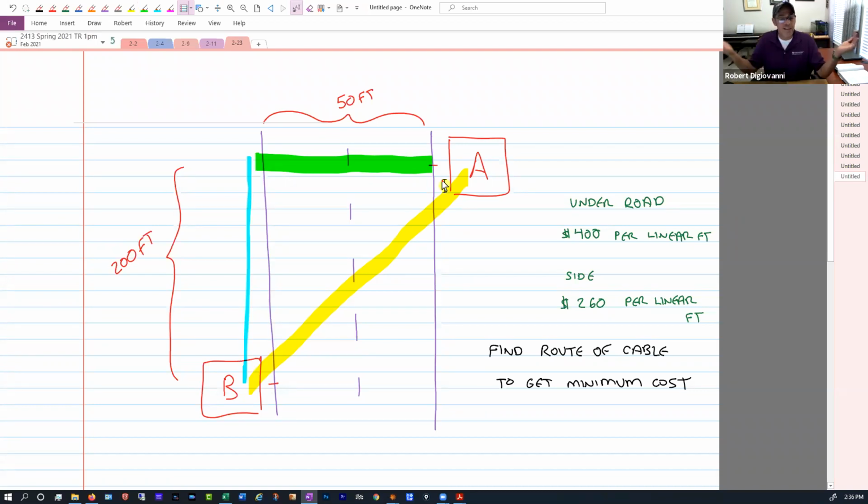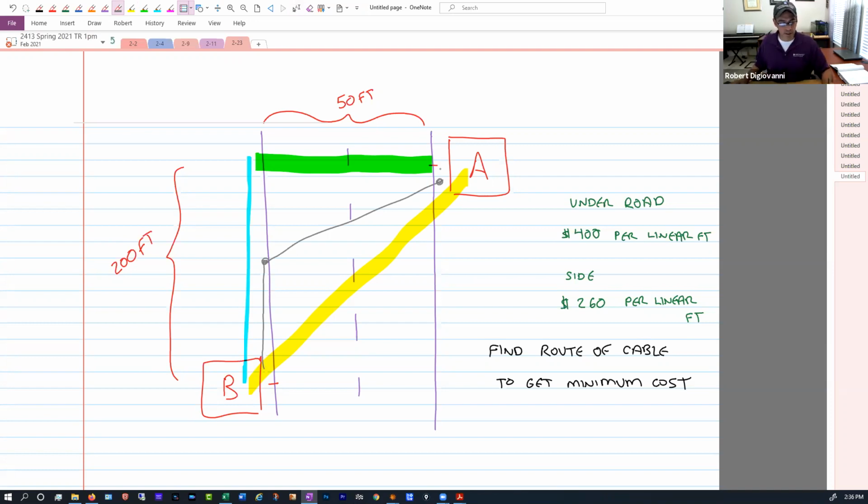But there's an infinite number of other scenarios. You could have gone, let's say, down the road here and then get to a point and then cut across, right? What we're trying to find is the optimum solution that's going to cost you the least amount of money.